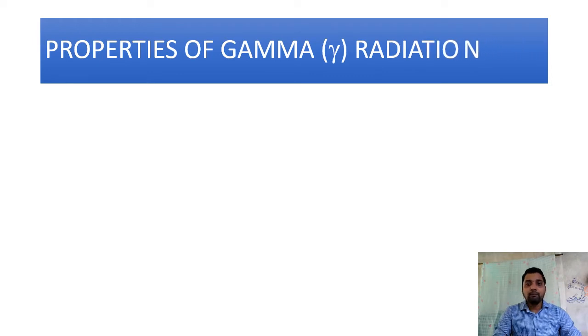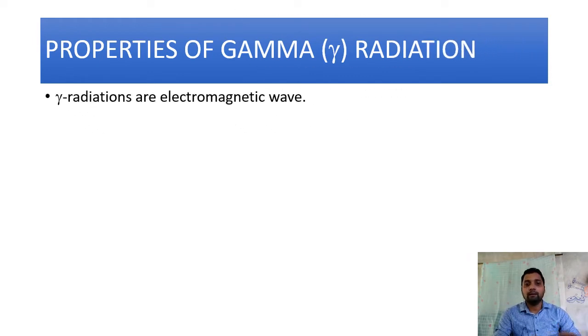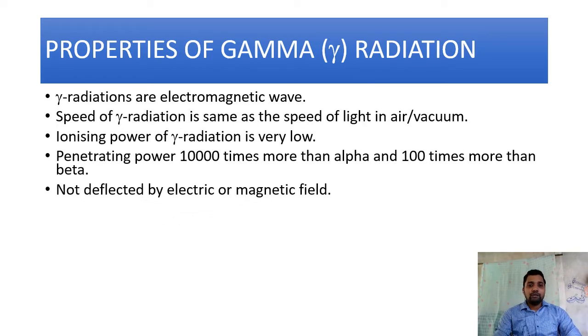It has neither positive nor negative charge. For that reason, it is not deflected by any magnetic or electric field. It is in the category of electromagnetic waves, which have no effect of electric or magnetic field. Second, the speed of gamma radiation is the same as the speed of light in air or vacuum. All the electromagnetic waves, whether X-rays, gamma rays, ultraviolet rays, infrared rays, radio waves, microwaves, or cosmic rays, have the same speed as light in air or vacuum, which is 3 × 10^8 meters per second.